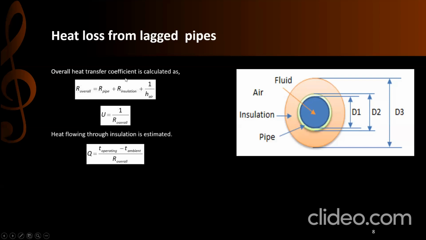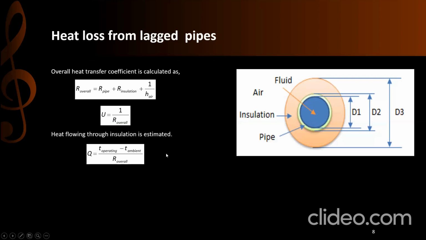Then the overall heat transfer coefficient is calculated as R overall is equal to R pipe plus R insulation plus 1 over H of air. So neglected yung sa fluid. So U is equal to 1 over R overall. So ito yung overall heat transfer coefficient. So wala pa tong yung sabi nating fouling factor. Heat flowing through insulation is estimated. Q is equal to T operating minus T ambient over R overall. So, okay, or U times delta T.